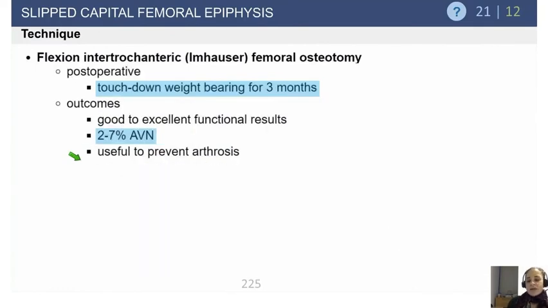These patients are touchdown weight bearing for somewhere between 8 weeks and 3 months, depending on their healing and their age. And these patients tend to do very well functionally with a low rate of AVN.